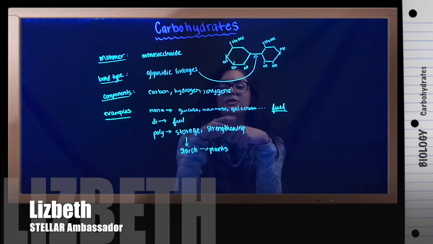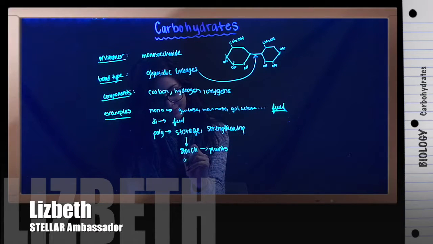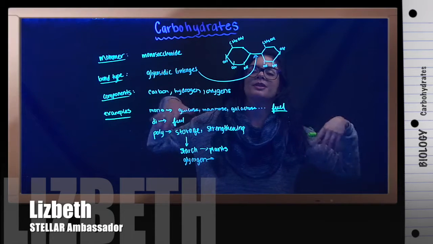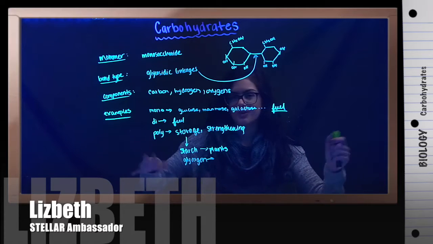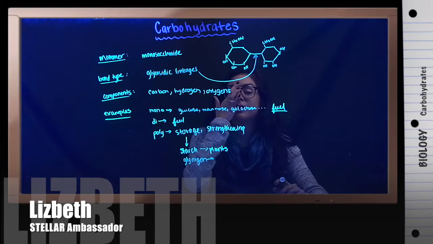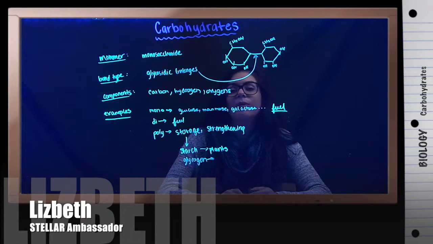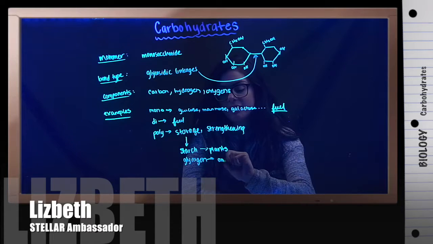So us animals also have an equivalent to starch. It's called glycogen. So let's say you've eaten a bunch of sugar or a bunch of pasta, a bunch of potatoes, stuff like that. You have all of this sugar in your body. Your body is not going to use all of it for energy all at once. So what it's going to do is that it's actually going to convert it into glycogen.